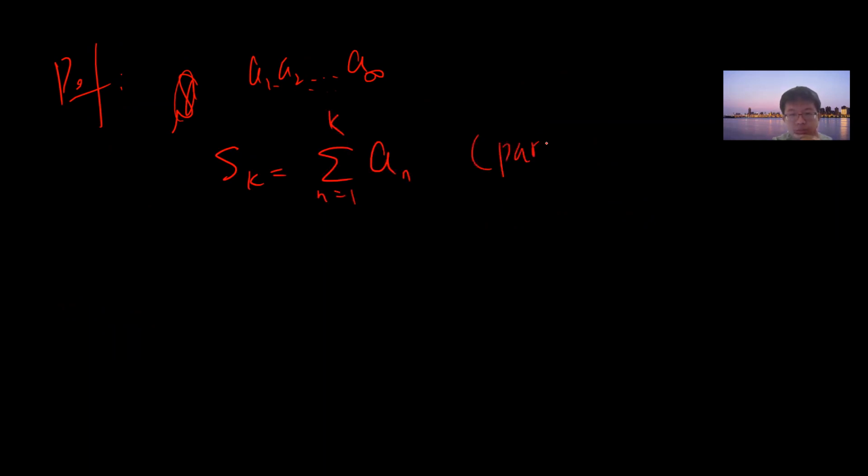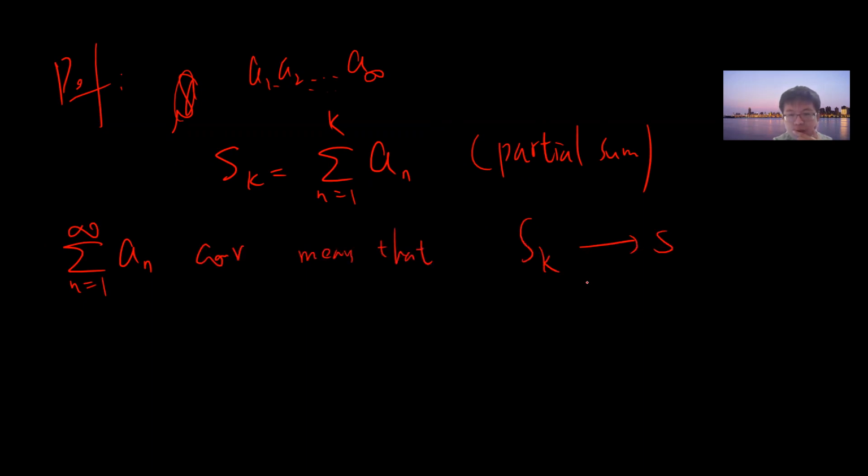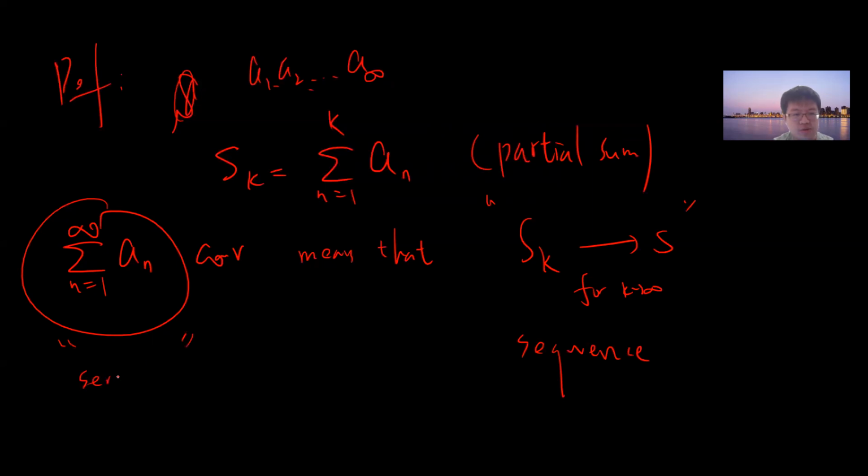So, definition. Let's say you have a_1, a_2, up to a_infinity, so we can define a series. Let me define S_k to be the sum of a_n from n = 1 to k. This is called the partial sum. The definition means that people say the series sum of a_n from n = 1 to infinity converges if S_k converges to S as k approaches infinity. So basically, when the partial sums converge, people call this series convergent. So when people say this series converges, it means that the partial sums converge as a general sequence. This is a sequence, and this is a series. Nothing special, right? It's a definition.